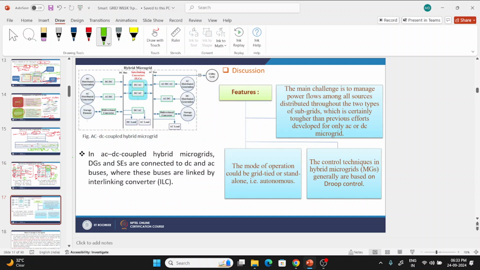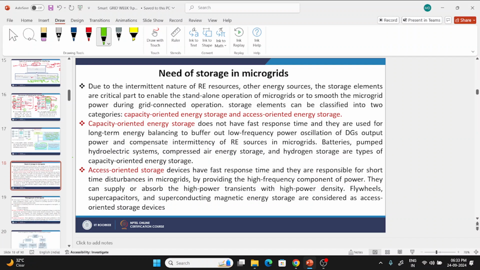Now coming to this, what are the main features? The main challenge is to manage the power flow across all sources distributed through the two types of subgrid, which is certainly tougher than the previous efforts developed only for AC or DC microgrid. The feature of this type of structure is that the mode of operation could be grid tied or standalone, and the control techniques are generally droop control, which I have discussed in the previous step.